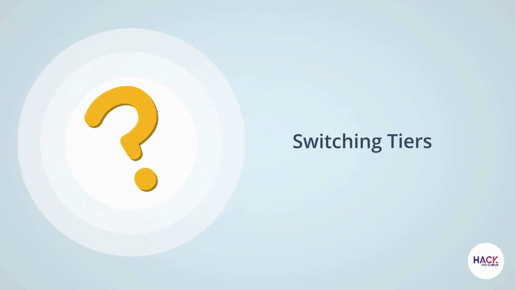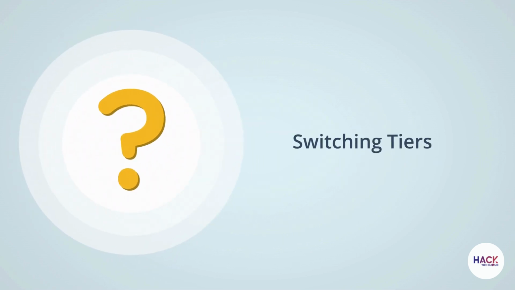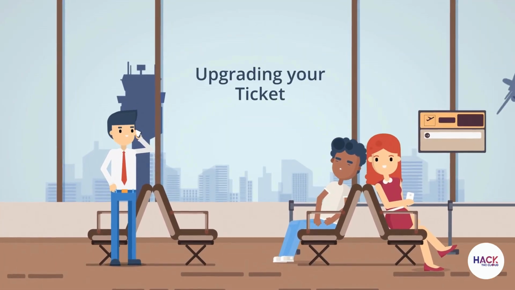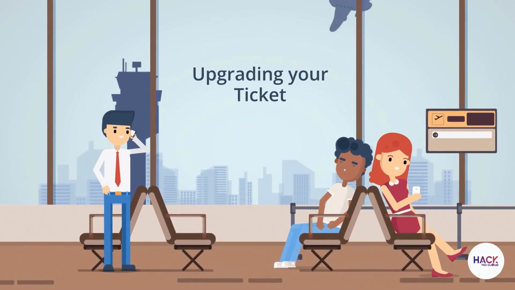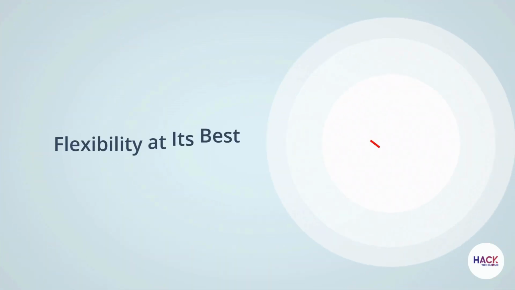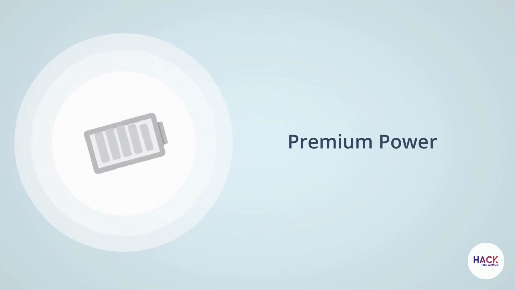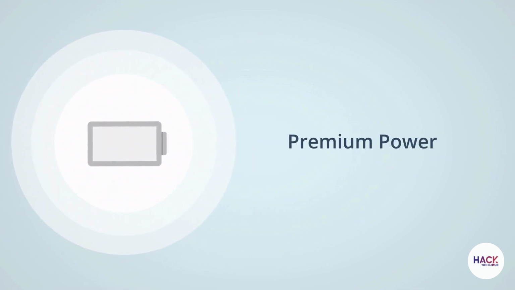Switching tiers, it's like an upgrade. Now here's the cool part. If you ever want to switch between these tiers, you can. It's like upgrading your ticket at the airport. One minute, your data's flying economy. The next, it's lounging in first class. GCP lets you move between tiers, so you're never stuck with just one option. It's flexible, and it means you can optimize your costs without sacrificing performance when you really need it. So if you start in standard and realize, hey, I need that premium power, it's just a few clicks away.